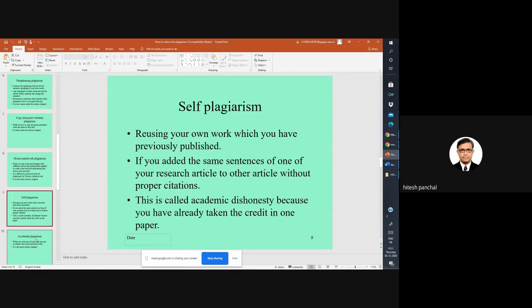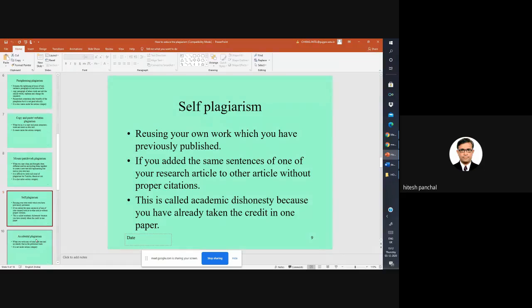And also, if you have added the same sentence from one of your research articles to another article without proper citation, it is also called self-plagiarism. But self-plagiarism does not come under a very serious category. If you are found to have self-plagiarism, the journal will tell you to put in proper citation or quotation marks to remove the self-plagiarism, or you can rewrite the sentences.